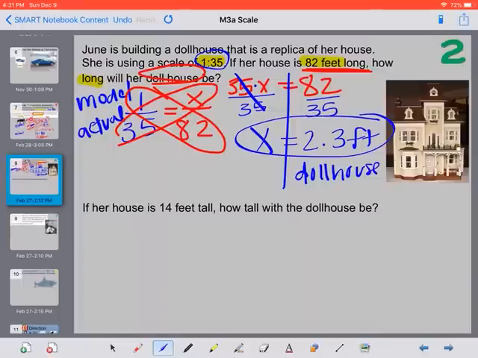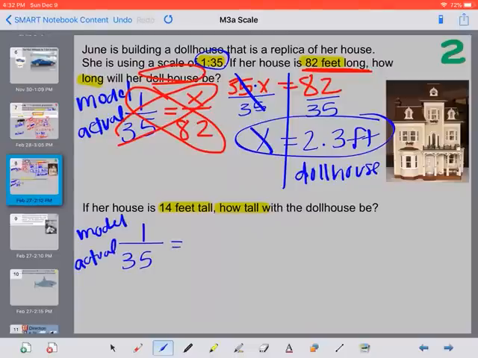Now they want us to use the same scale and answer another question. It says, if her house is 14 feet tall, how tall should the dollhouse be? So we know how long it should be. We want to know the height as well. We're using the same scale because it's the same dollhouse. So this is the model, or the dollhouse, to the actual house.